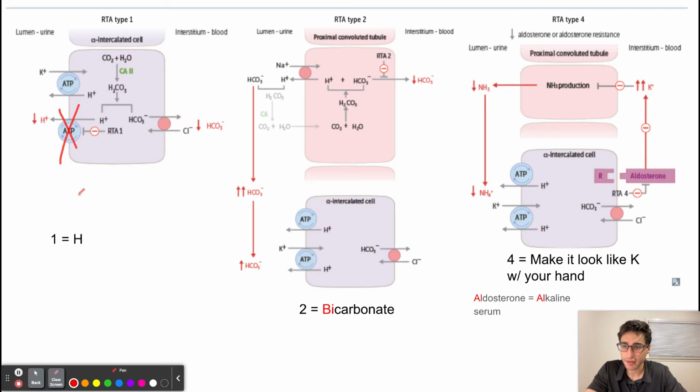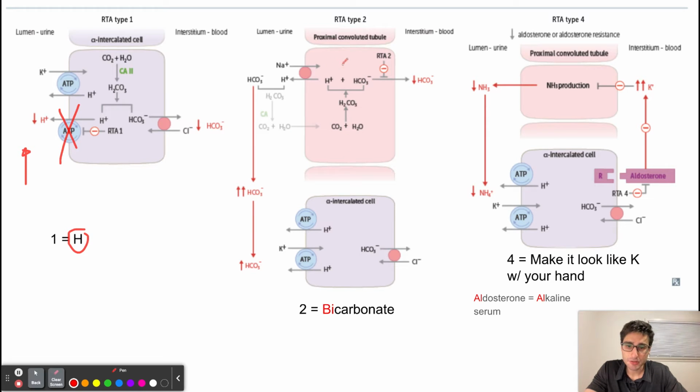Now, a mnemonic that you can use to help you remember this is that the symbol for hydrogen is H, and so this is only one letter. So this is how you know that type 1 is going to be a problem with excreting out hydrogen. Now, because we're not able to excrete out hydrogen into the urine, pH is going to be high.